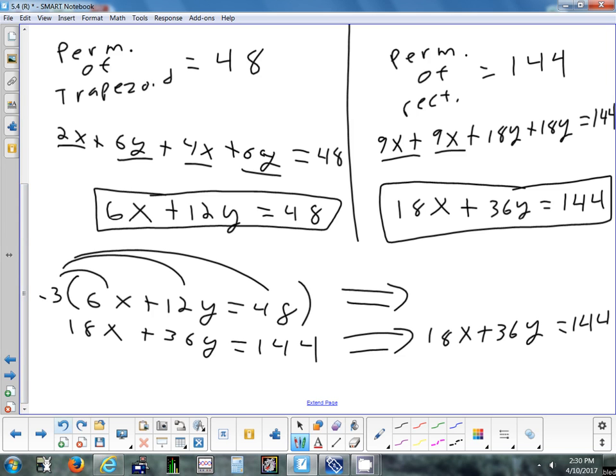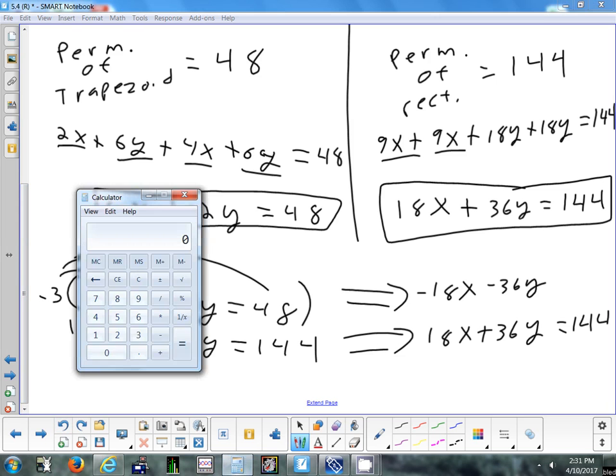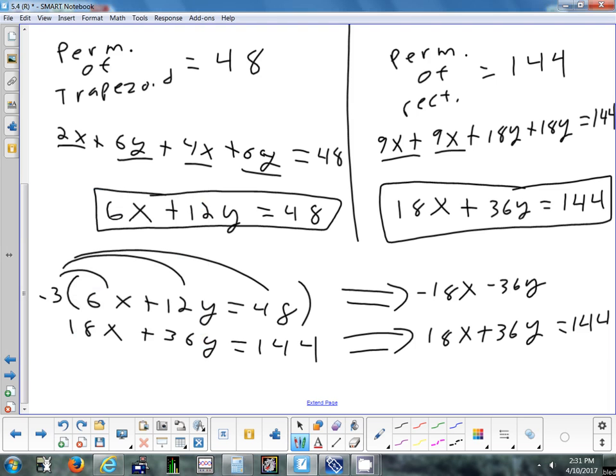What's negative 3 times 6x? What's negative 3 times 12y? Negative 3 times 12. Yep, negative 36y. And the last one's a little big. Let's use the calculator. 48 times negative 3, negative 144.